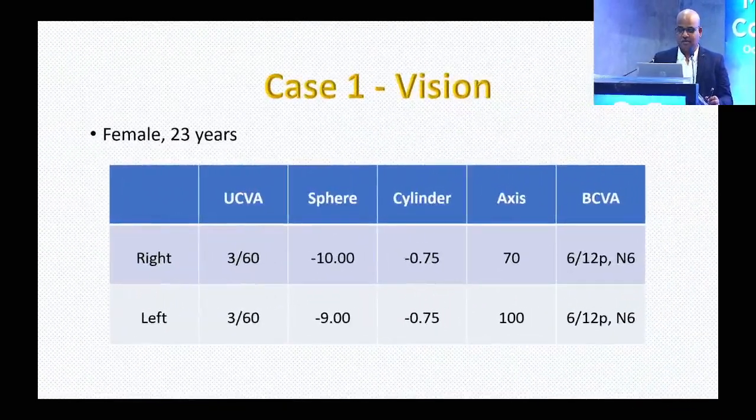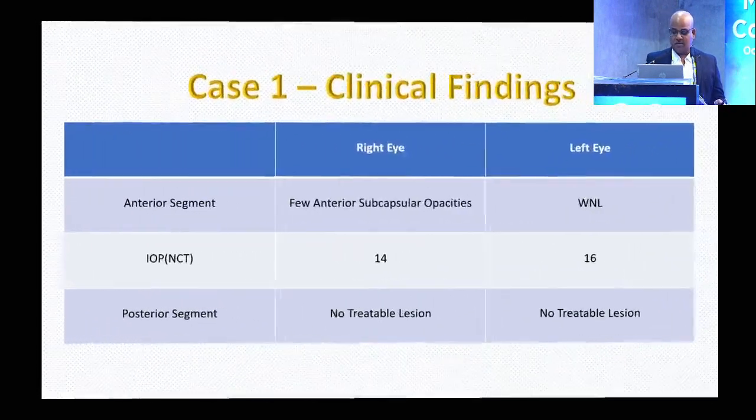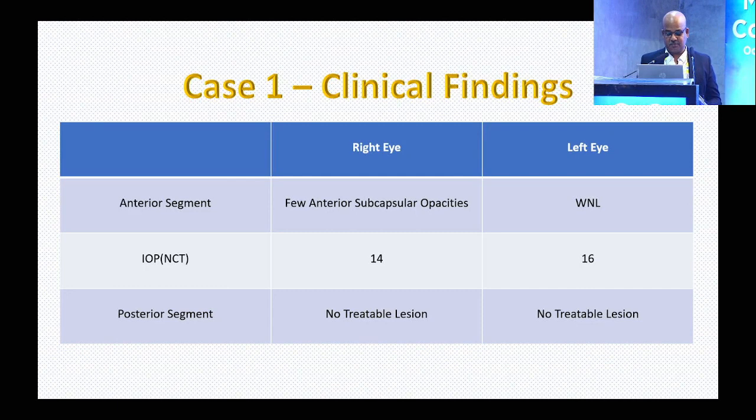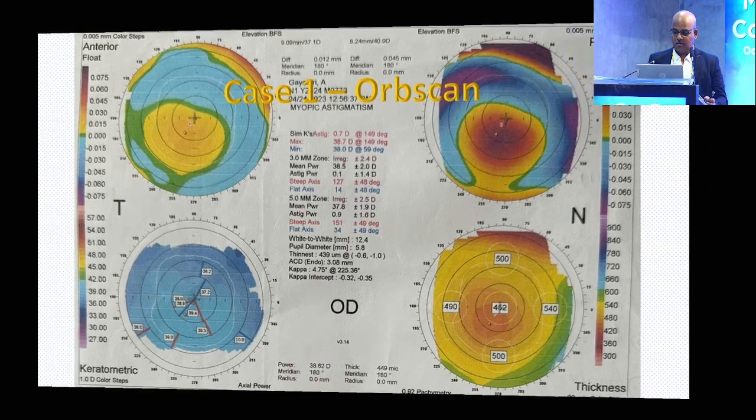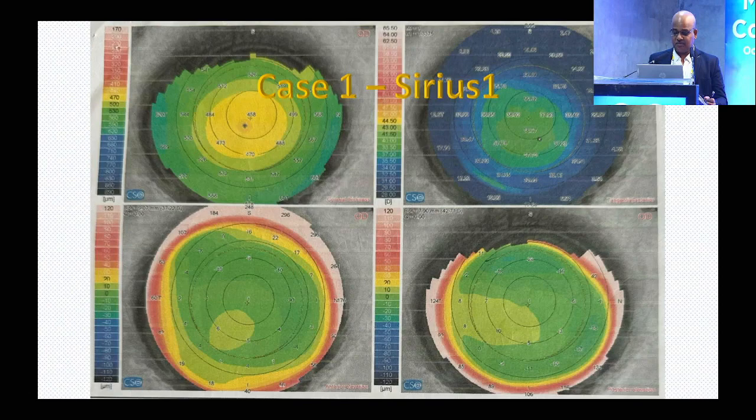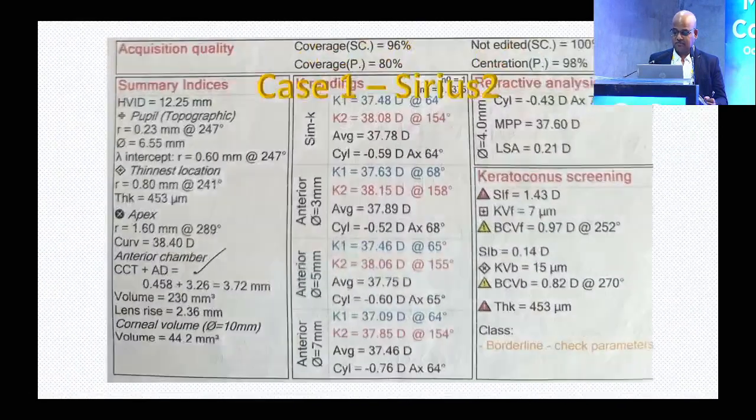Coming to case one, a 23-year-old female came for refractive surgery. She had a spectacle power of minus 10 with 0.75 cylinder in the right eye, minus 9 with 0.75 in the left eye. Otherwise the anterior and posterior segments are normal. We noted a few anterior subcapsular opacities in the lens of the right eye. Otherwise, everything in both eyes was normal. The OPD scan report showed pampas keratoconus, and Ceres also confirmed the same thing, pampas keratoconus.